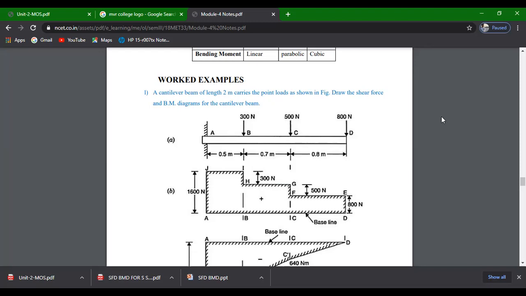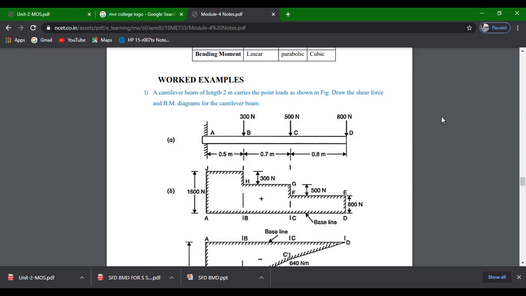We are considering the SFD. In case of SFD, all downward forces will be positive. In case of bending moment, all downward moments will be negative. This is the best one to remember among all the sign conventions. All downward forces will be positive for the SFD, and all downward bending moments will be negative for the BMD. Just vice versa, all upward forces will be negative in case of SFD, and upward moments will be positive in case of BMD.